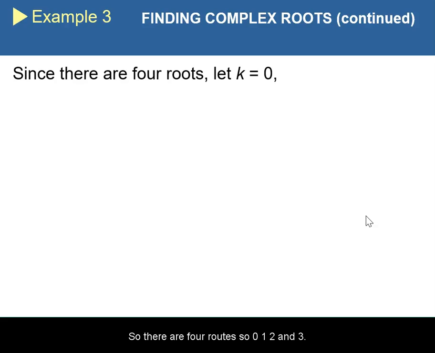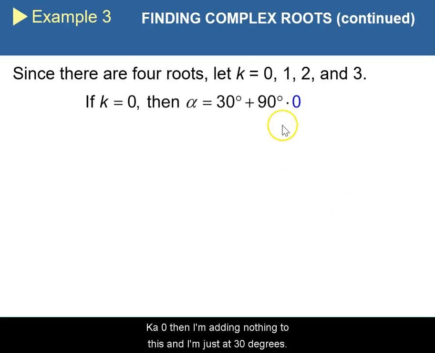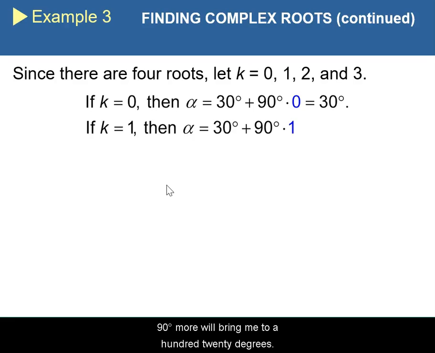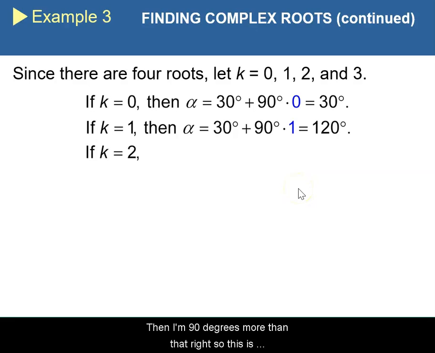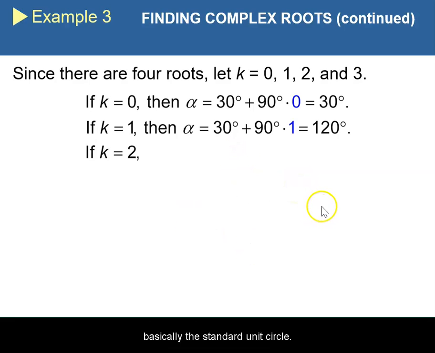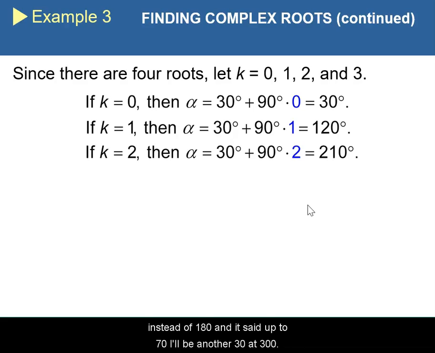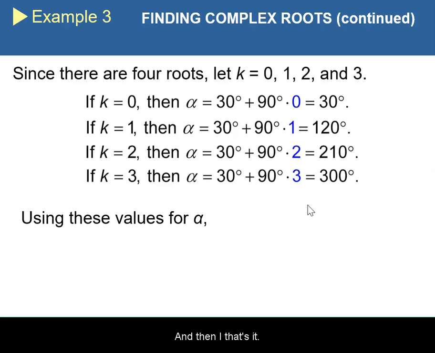So there are 4 roots, so k equals 0, 1, 2, and 3. If k is 0, then I'm adding nothing, and I'm just at 30 degrees. The next 90 degrees more brings me to 120 degrees, for k equals 1. Then I'm 90 degrees more than that. It's basically the standard unit circle tilted by 30 degrees. Everything is off by 30 degrees, so 210 instead of 180, and instead of 270, I'll be another 30 at 300. And that's it. Those are my 4 angles.